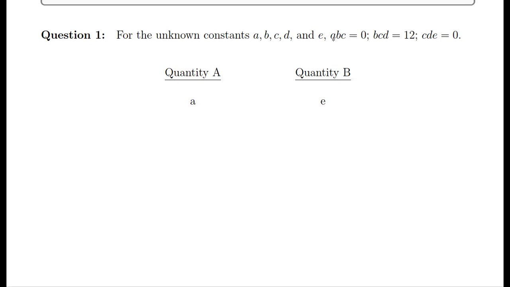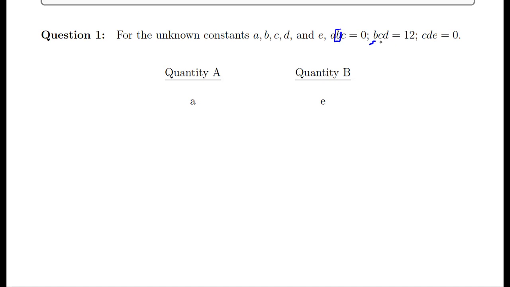Here, A times B times C, the multiplication is 0. So for sure you can understand that at least one of them should be 0, or both or three of them can be 0. But here, B times C times D is equal to 12. None of them can be 0. If, for example, B was 0, 0 multiplied by anything should be 0, not 12. So B is not 0. If you look carefully, you have B here too, so B is not 0.